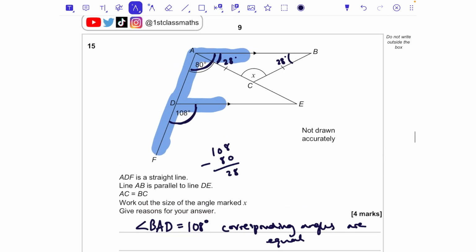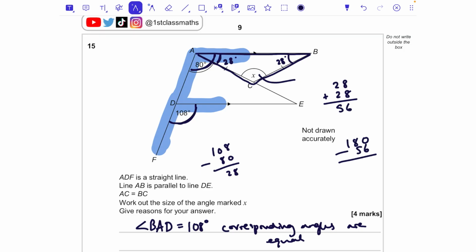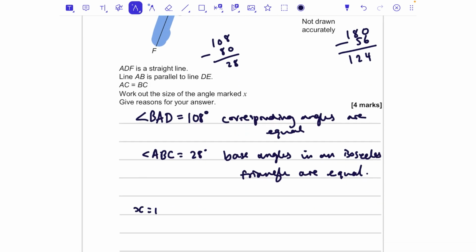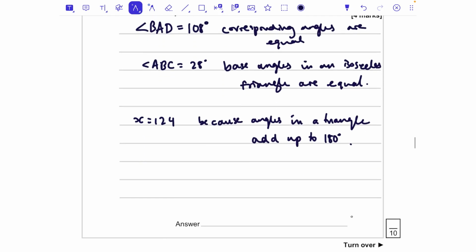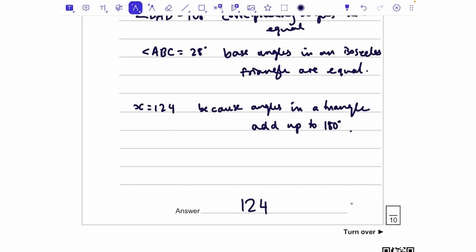And then we know that X will be whatever it needs to be to add to make 180. I'm looking at this triangle here, and angles in a triangle add up to 180. So I'm going to do 28, add 28, which is 56, and then 180, take away 56 is 124. So we know that X equals 124 because angles in a triangle add up to 180 degrees. So the answer we're looking for is 124.